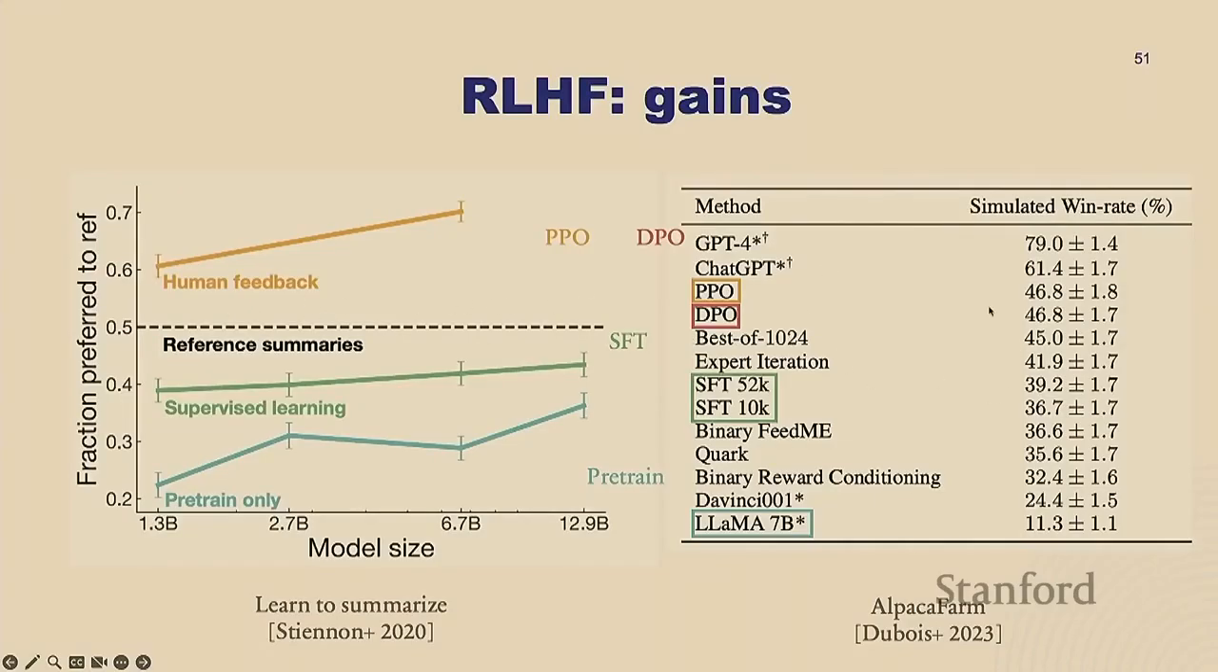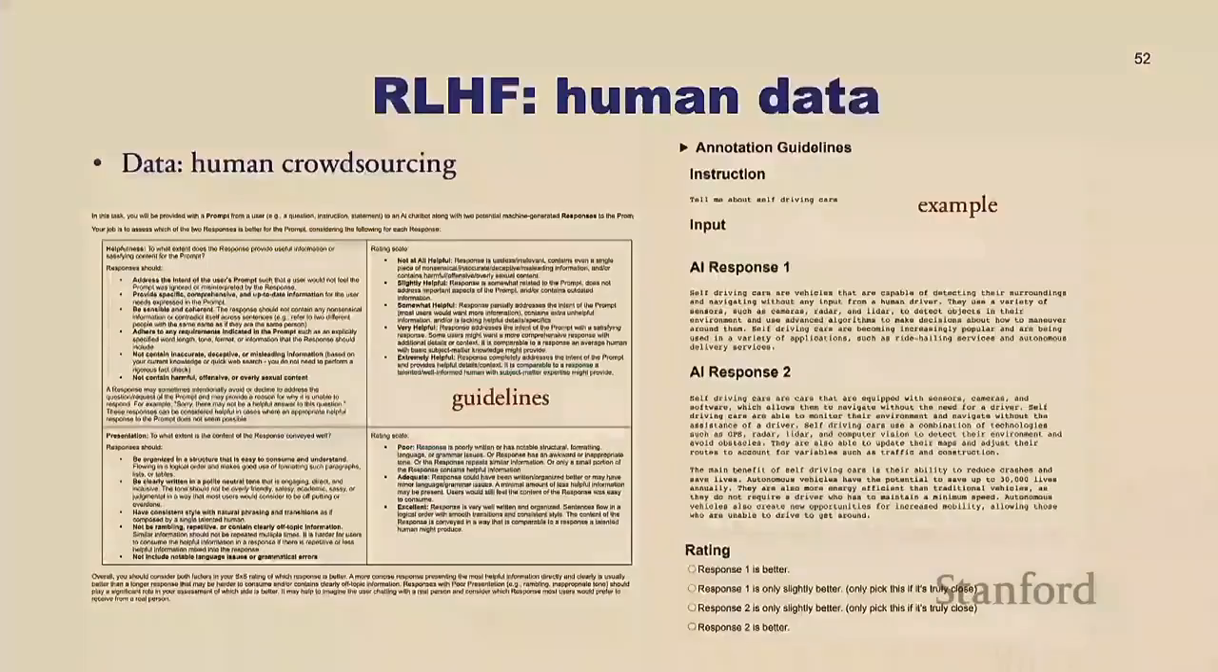Same thing on a paper that we have, AlpacaFarm, where the evaluation here is not too important, but you see the pre-trained model, you jump to SFT, and then you jump to PPO and DPO, and PPO and DPO have the exact same performance. So basically, RLHF helps. That's the conclusion, and DPO is simple.